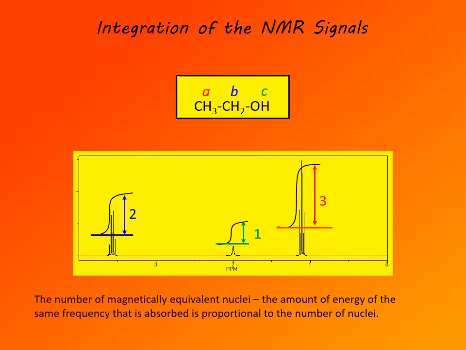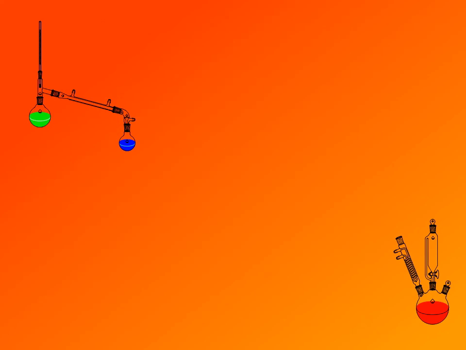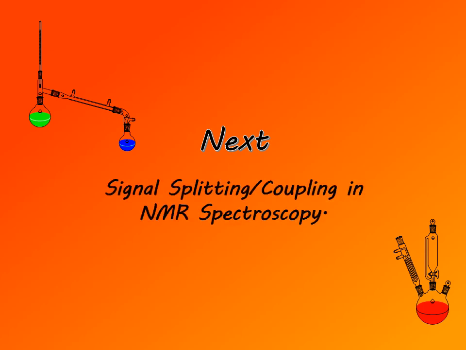In this case, it is 1, 2, 3, and indeed, in a molecule of ethanol, we have A, B, C protons in that order in the ratio of 3 to 2 to 1. But that's the smallest possible number. In an actual molecule, the ratio may have been different. It may have been 6 to 4 to 2, or some other multiple of those smallest possible numbers. This completes the introduction to NMR spectroscopy, and next we are going to look into signal splitting or coupling in NMR spectroscopy.